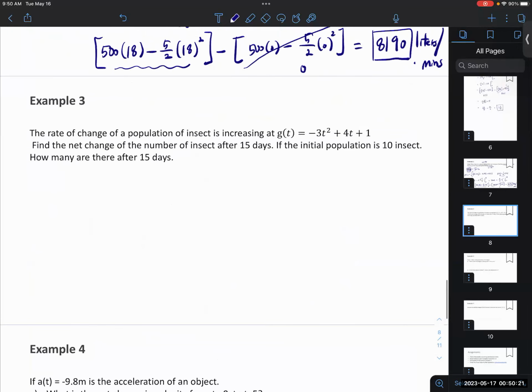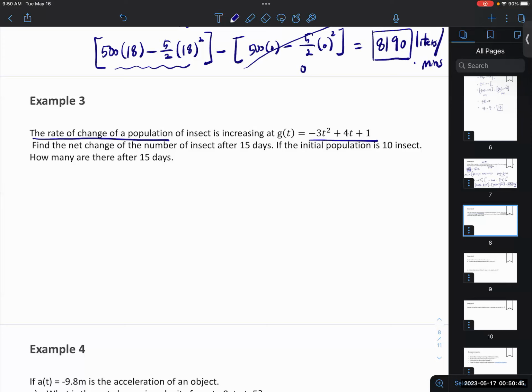Let's take a look at this. I might not be finishing this question. I just want to give you guys the idea how to understand this question. Here we go. The rate of change of a population of insects, they keep growing with the following function. So the rate of change of the population of the insect. So this is not the position. They keep changing over the time.